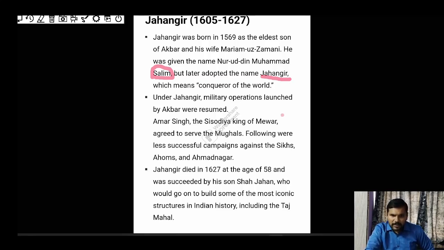The most important thing about Jahangir is, as I already mentioned, he had several campaigns against Sikhs, Ahoms, Ahmadnagar. It was during the period of Aurangzeb that you can see a direct clash with Shivaji Maharaj. The Maratha Empire had become very strong. But before that also, there was constant clash with the Sikhs, and the Mughal Empire was in constant clash with all these dynasties.